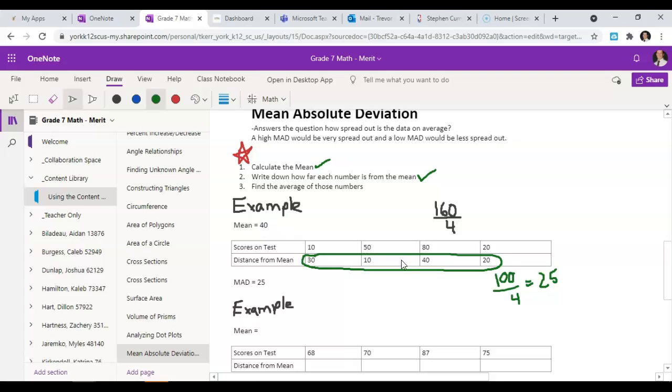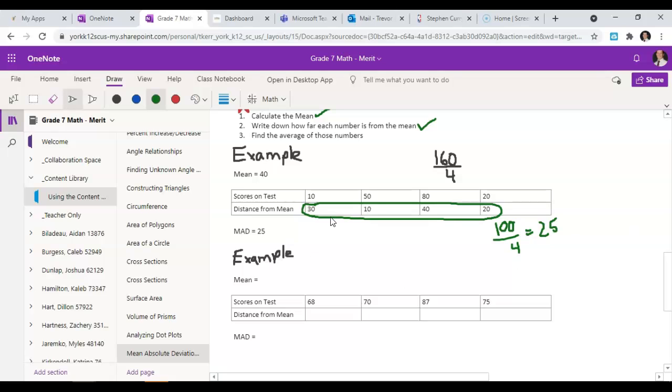In other words, if the mean was 40, they were scoring anywhere from as low as a 10 to as high as 80. Very spread out. So 25 points on average is a pretty big spread. So we would like to work with the student to try and get more consistent, where we're scoring an 80% more often than we're scoring those 10% or something like that.